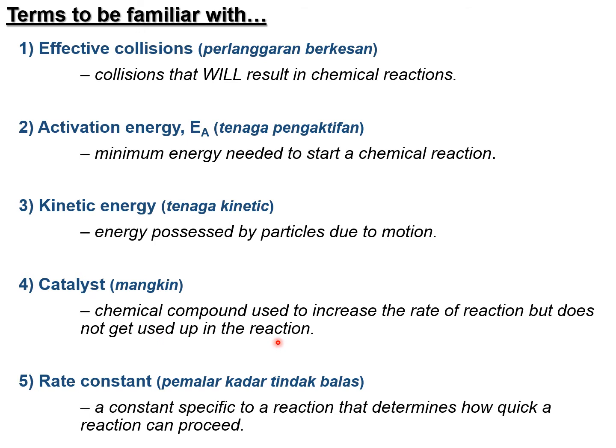in the reaction tersebut. And rate constant simbol dia ialah K kecil. That is rate constant. Okay, rate constant, you boleh dapat rate constant ni adalah melalui pengiraan, okay, melalui order of reaction, dia punya unit dia tu melalui order of reaction, okay. And the rate constant ialah constant yang specific to reaction yang akan menentukan how quick a reaction can proceed.